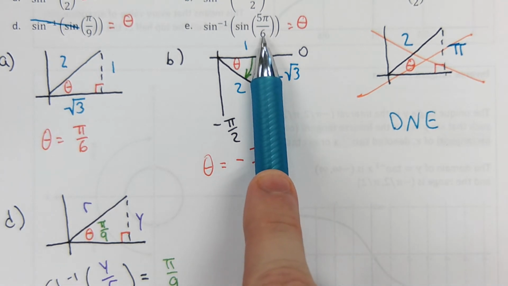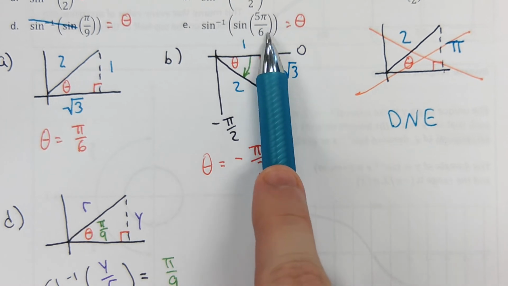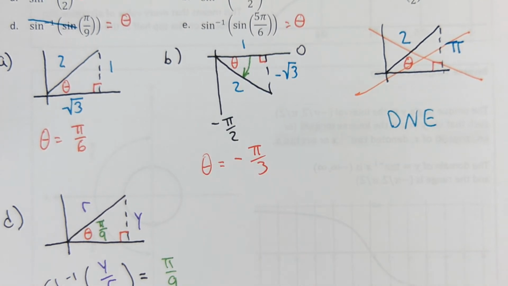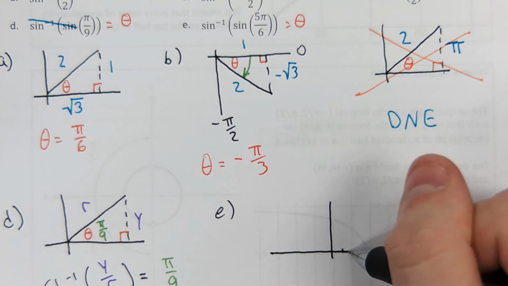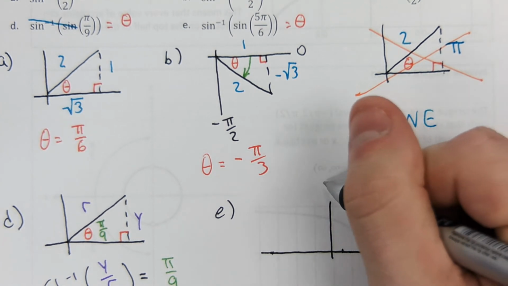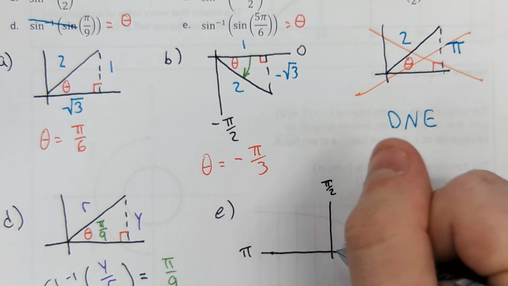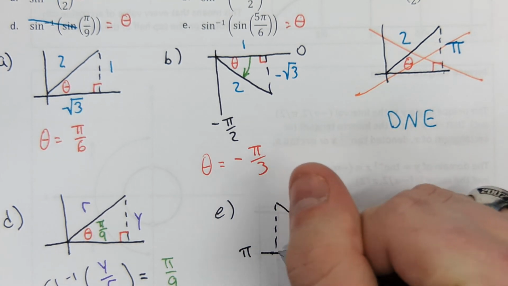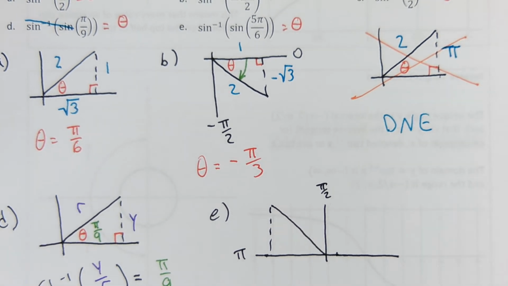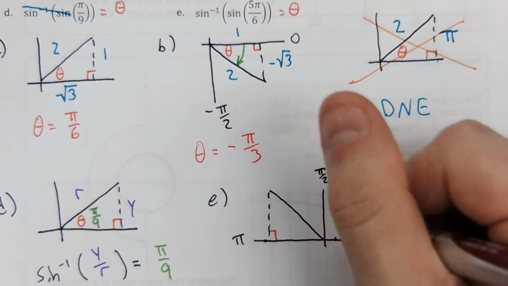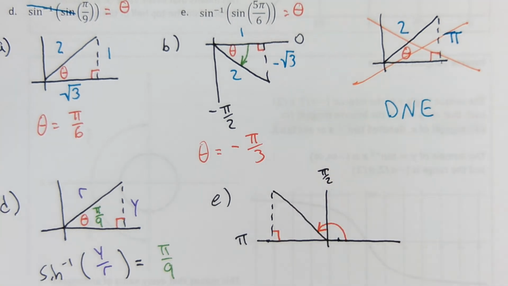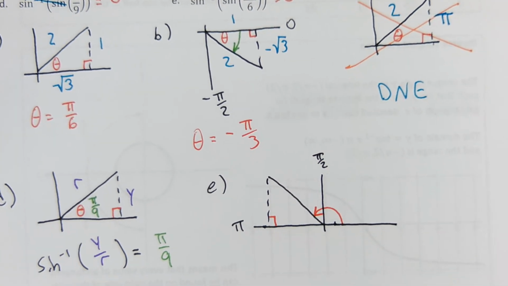This is not quadrant 1. So we're going to peel this onion. First thing we're going to do is draw this triangle, sine of 5 pi over 6. Where is 5 pi over 6? That's in quadrant 2. So the first thing we're going to do is draw quadrant 2. Picture not drawn to scale. And just so we're clear, this is 5 pi over 6, the red arrow.